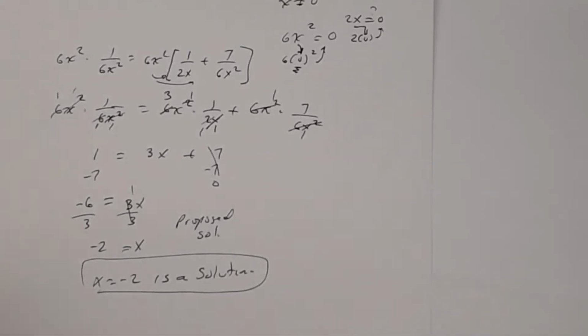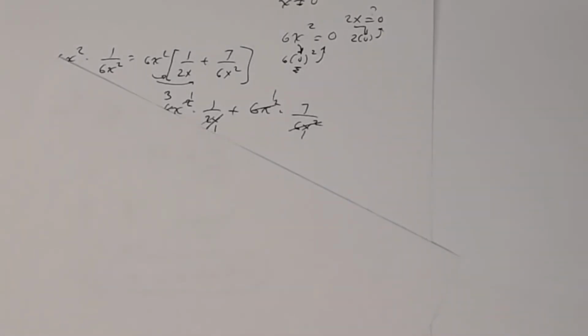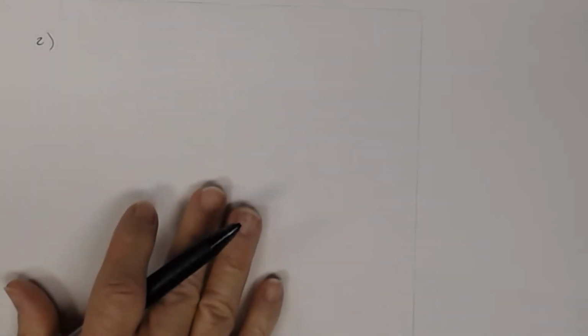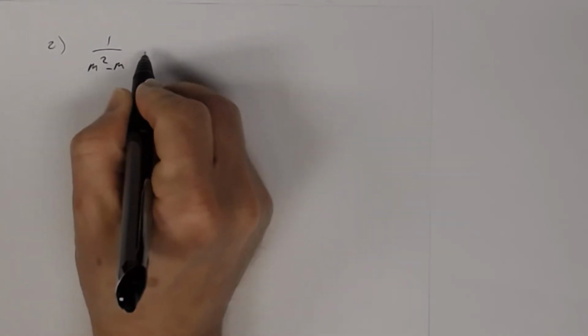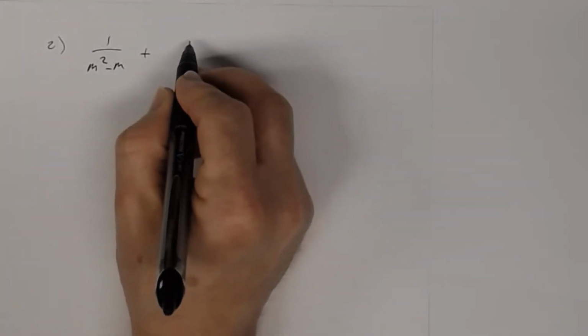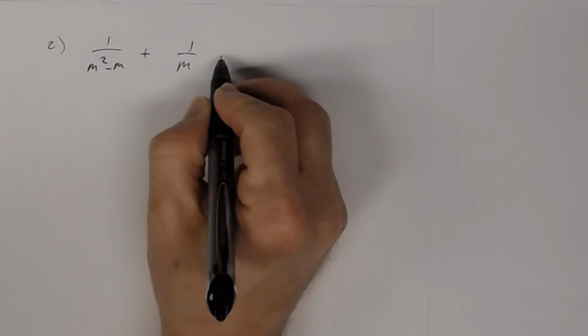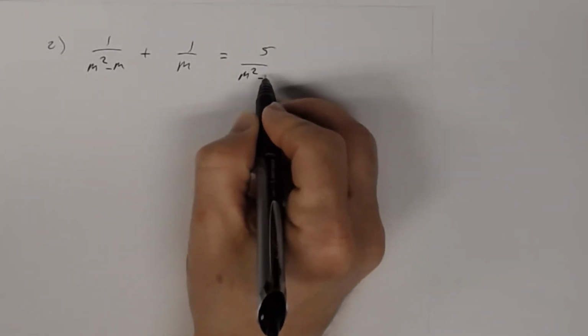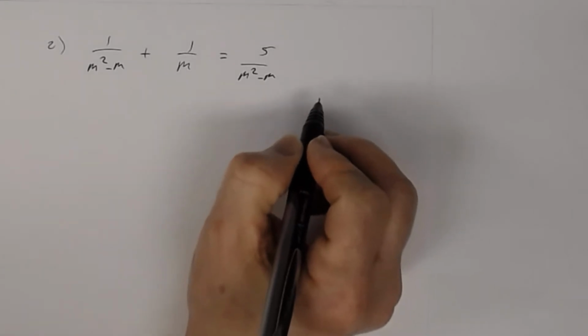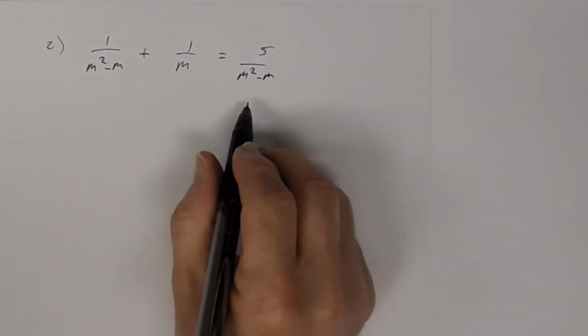All right, let's look at number 2. So number 2, let's suppose in number 2 we have this situation. We have this problem, number 2. So we have 1 divided by m squared minus m plus 1 divided by m equal 5 divided by m squared minus m. Okay, now the first thing you have to do is find the least common denominator.